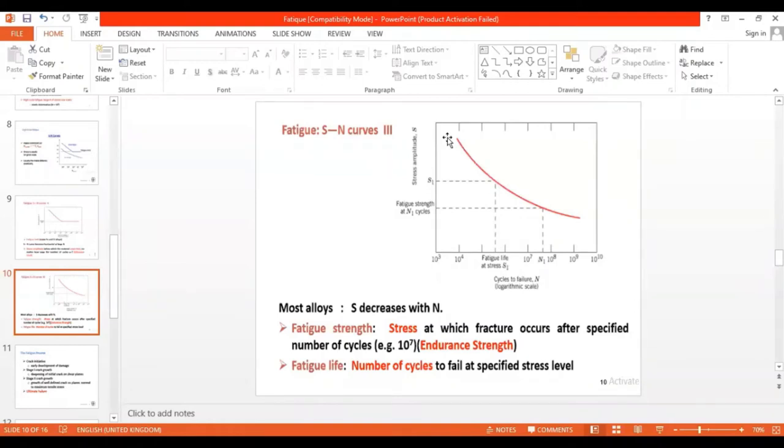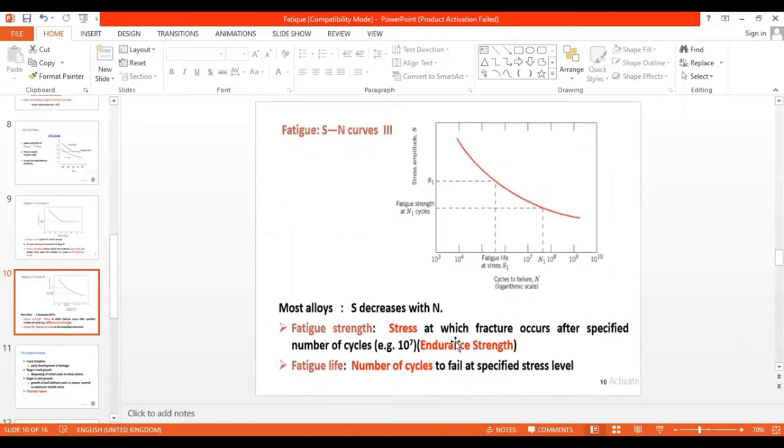Here S decreases with N. S is stress, so when you keep on increasing the cycles, the stress will keep on decreasing. When you increase S, N will decrease. Fatigue strength is the stress at which fracture occurs after a specified number of cycles, for example 10 to the power 7. This is also called endurance strength.